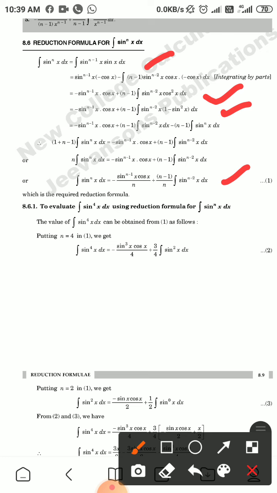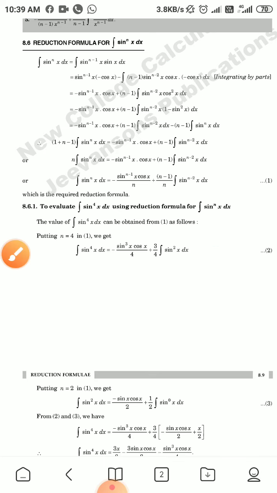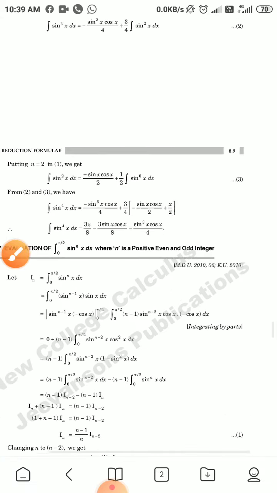Now, to evaluate integral sine raised to power 4 x dx using the reduction formula for integration of sine raised to power n x dx, the value of integral sine raised to power 4 x dx can be obtained from first as follows. Putting n equal to 4 in first, we get integration sine raised to power 4 x dx is equal to minus sine cubed x cos x divided by 4 plus 3 by 4 integral sine square x dx, marking this to be number 2.